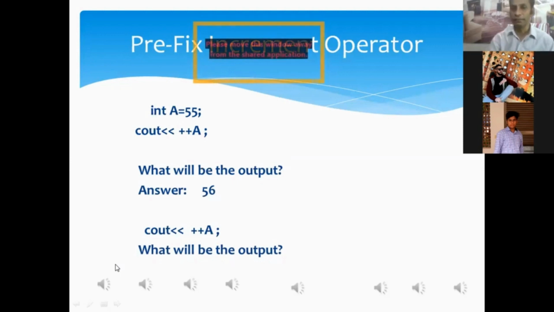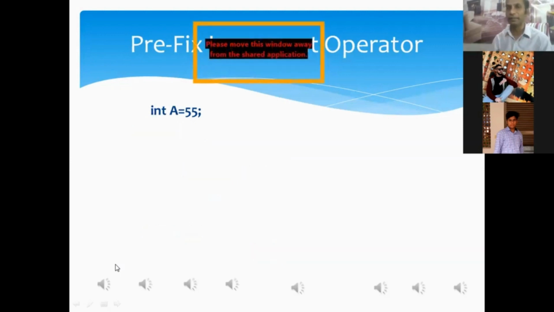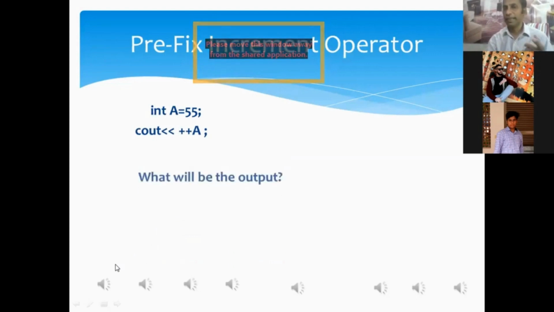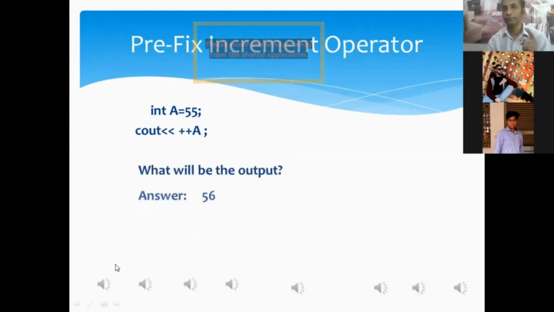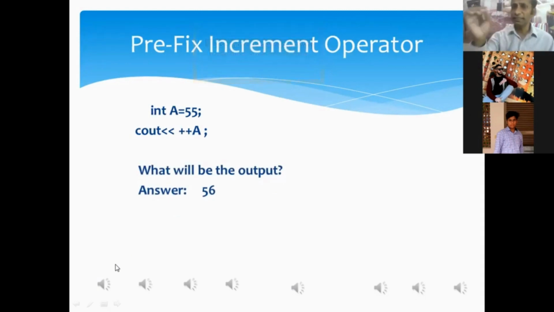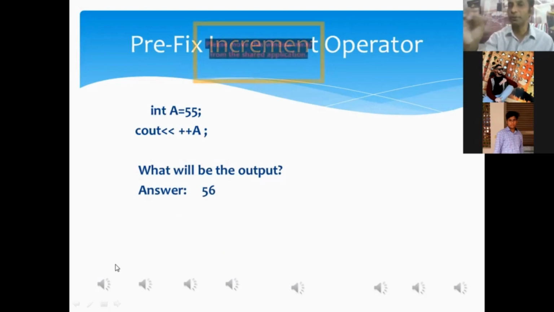Now, first of all, I'm just taking you back. What have you written earlier on? What value is there? 55. Okay, when you are going to execute this cout statement, my dear, we add 1 and then display it. What will be the output? 56. And what is the current value of A? Now it's 56 again. Do write into your notebook. All of the students do write. Now the current value of A has become what? 56. That is 56, my dear.